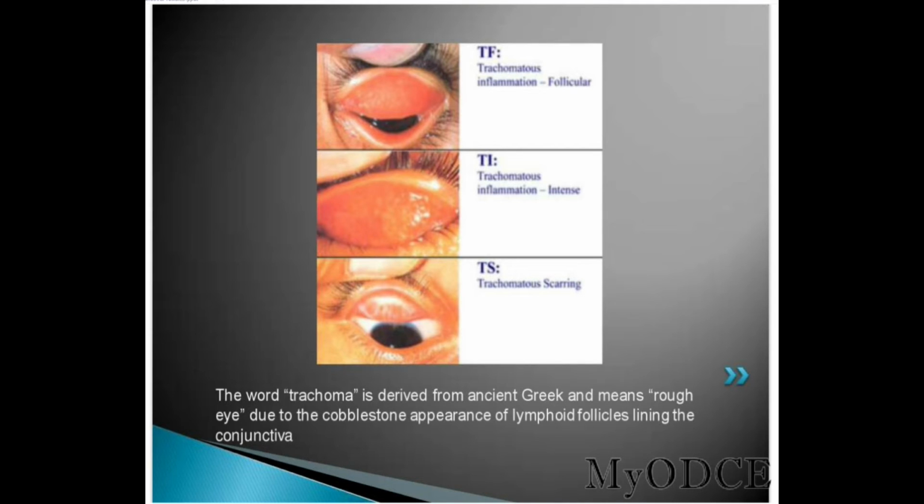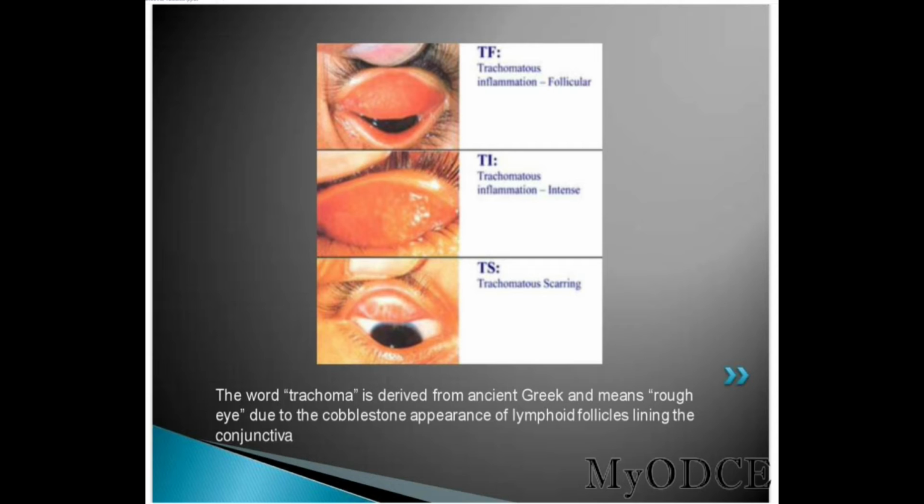So looking here at different stages of trachomatous infection, first of all, the word trachoma is derived from the ancient Greek word and means rough eye, due to the cobblestone appearance of the lymphoid follicles that line the conjunctiva. In each of these images, you'll see the lid is flipped. Again, that reinforces the importance and the value of fully flipping a lid and taking a look at a patient with a red watery eye.